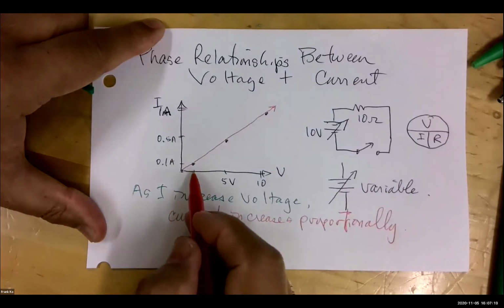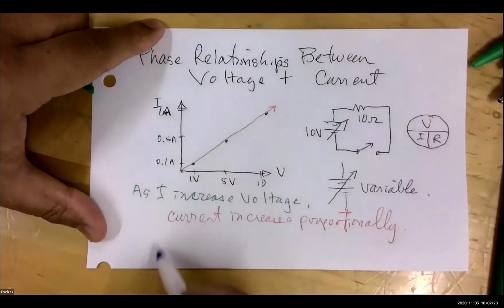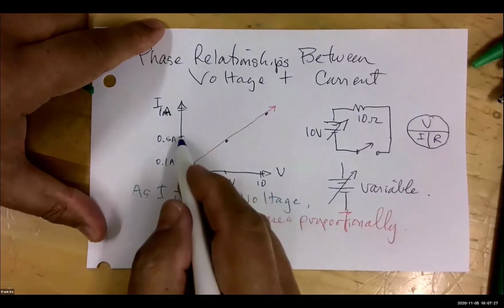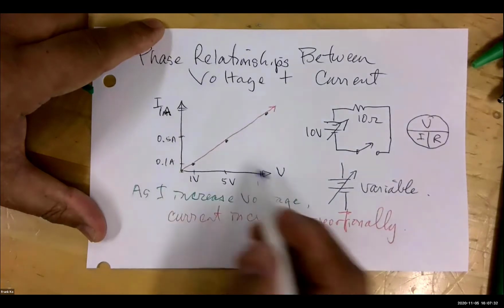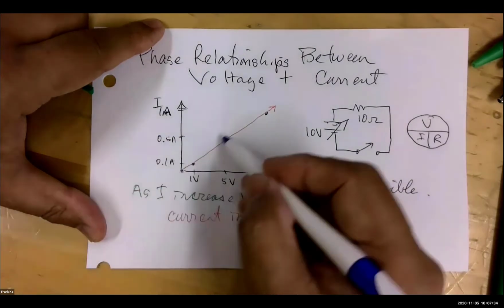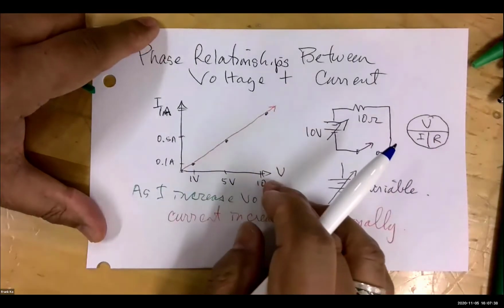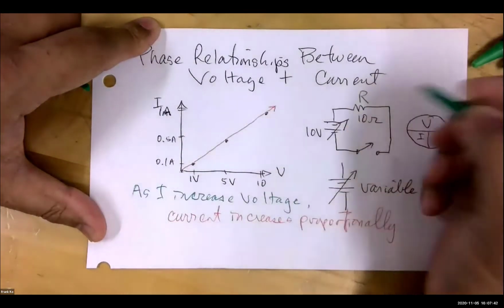So if I start off with 1 volt with a 10 ohm resistor, I will have 0.1 amp. If I increase it to 5 volts, I will have half an amp. If I increase it all the way up to 10 volts, I will have 1 amp. So I get a very steady linear relationship between voltage and current when we're talking about this guy right here. And this guy is a resistor.